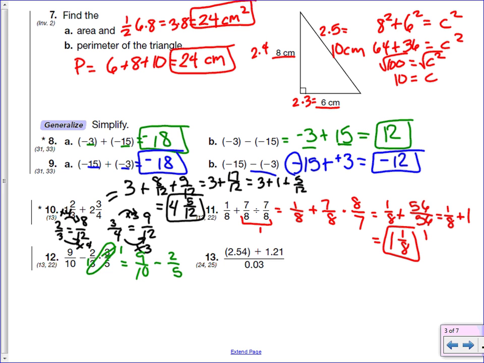And then I'm going to rewrite 2/5 as something over 10. I go from 5 to 10 by multiplying by 2. 2 times 2 is 4. So then I have 9/10 minus 4/10. 9 minus 4 is 5. 10 stays the same. 5/10 is half.